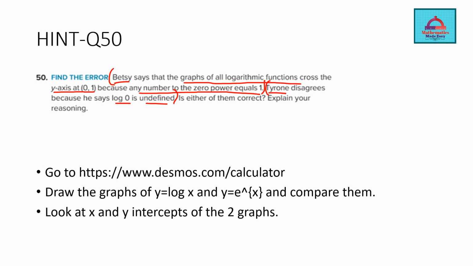You go to your DESMOS calculator, or you can also, if you remember the graphs of y equal to log x and y equal to e to the power x, draw the graph of the logarithmic function and the exponential function and then compare them. From those two graphs, you will get your answer. You can also go a step further and observe their x and y intercepts for the two graphs. That would be a big hint for the question. Let's discuss the answer now.